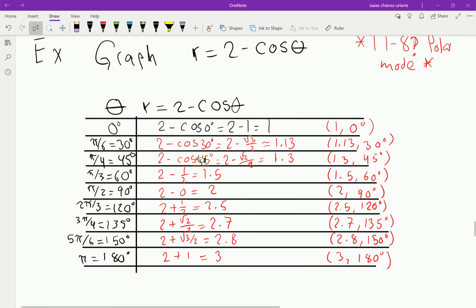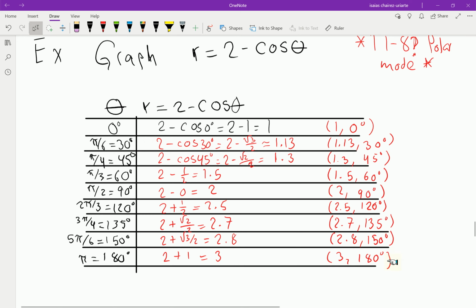Then 2 minus cosine 45, that's 2 minus root 2 over 2, that's about 1.3, 1.3, 45 degrees. And so on and so forth. I continue like this, plugging in, for instance, here I would say 2 minus cosine of 90 degrees. Well, cosine of 90 degrees is 0, so 2 minus 0 is 2, so I have the coordinate 2, 90 degrees, all the way to 3, 180. So I'm just making here a table of values to generate polar points.